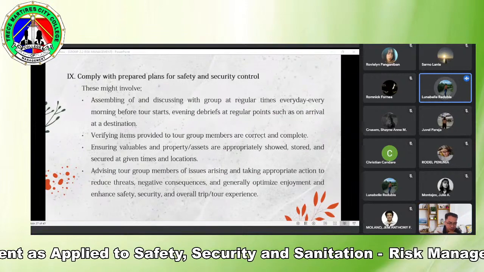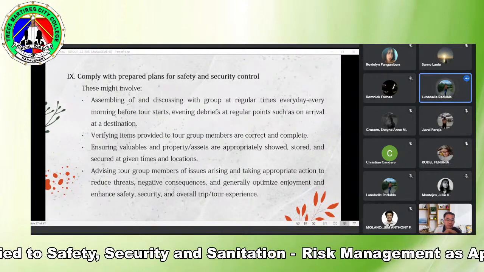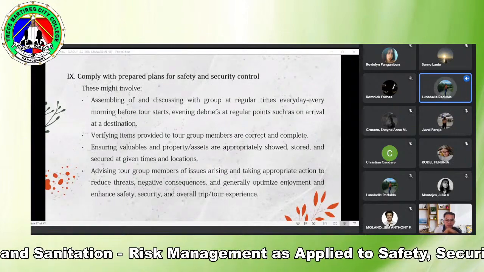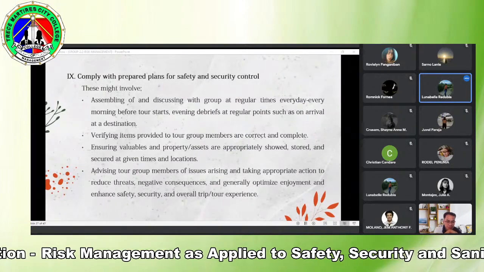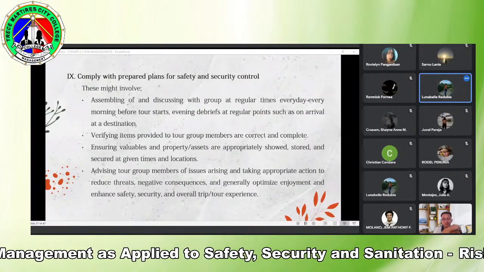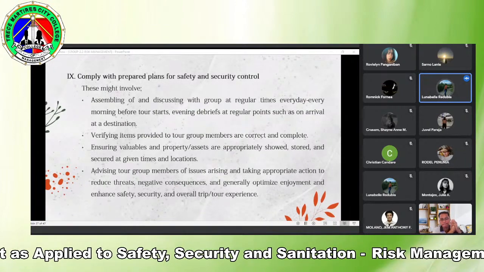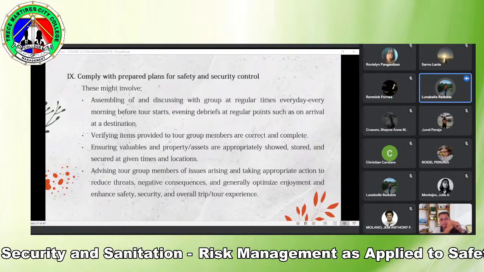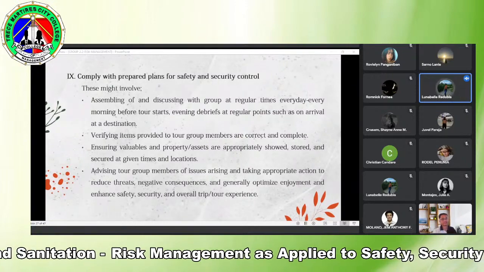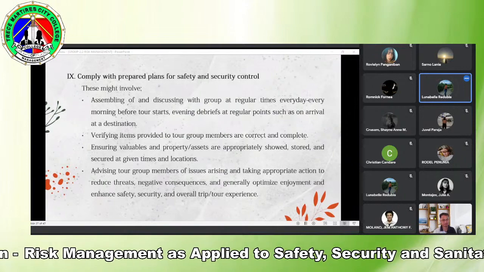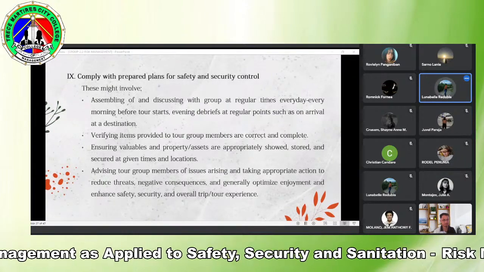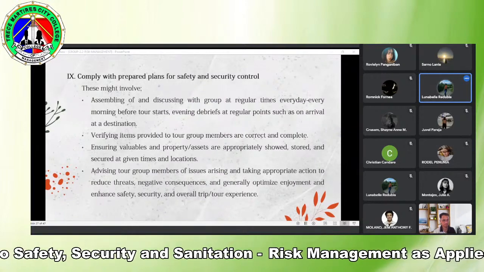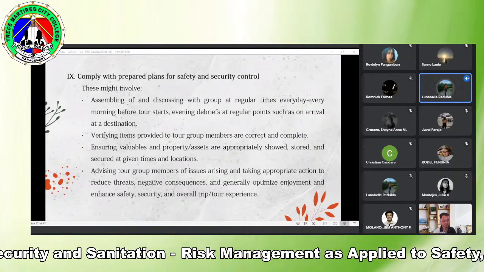Then, advising tour group members of issues arising and taking appropriate action to reduce threats, negative consequences, and generally optimize enjoyment and enhance safety, security, and overall trip tour experience. Ensuring valuables and property assets are appropriately stowed, stored, and secured at given times and locations.